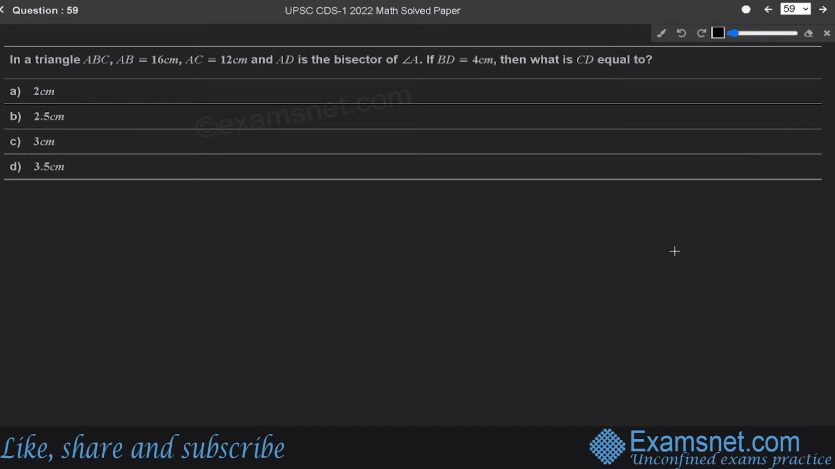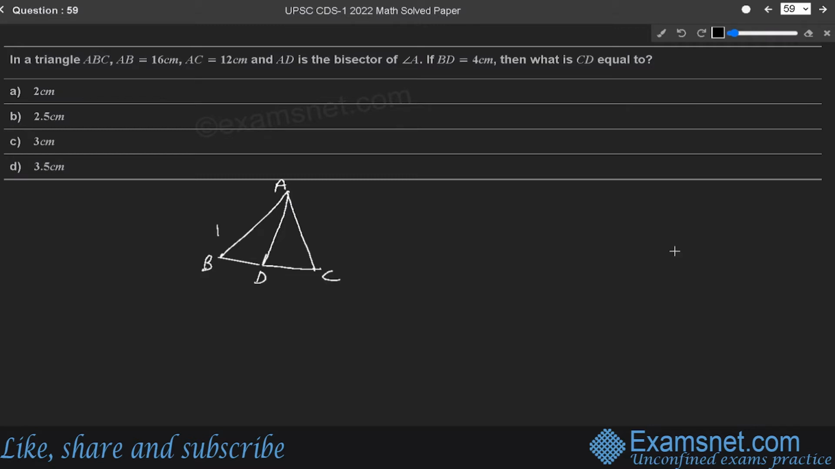Next question is, in a triangle ABC, AB is equal to 16 centimeter, AC is equal to 12 centimeter and AD is the bisector of angle A. If BD is equal to 4 centimeter, then what is CD equal to? First, let us make the diagram for this question. It is said that there is a triangle. So, suppose this is a triangle. Name it as ABC and here there will be D.